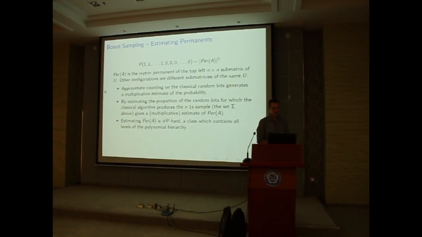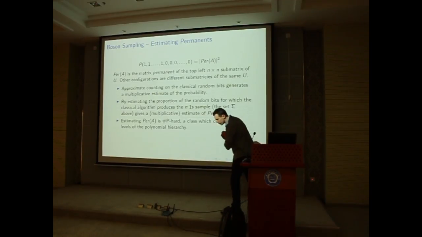All right. But estimating the permanent, not calculating it, estimating it in this multiplicative sense, is this sharp P hard problem. It's not in sharp P, but it can be mapped into sharp P. That's the sharp P hard part. And that class contains all levels of the polynomial hierarchy, with all those bounded quantifiers up to infinity.